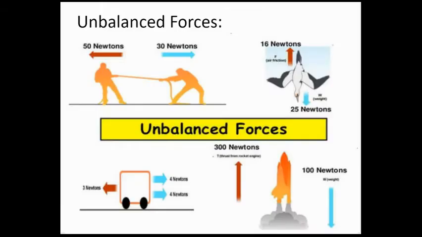Here are some more examples of unbalanced forces. When they're playing tug of war, this guy's not pulling as much as this guy is. He's pulling a lot more, so he's winning the tug of war. The bird dropping down to the ground: his weight is more than the force of friction. And then here we've got a truck moving. We've also got a rocket lifting off the ground.